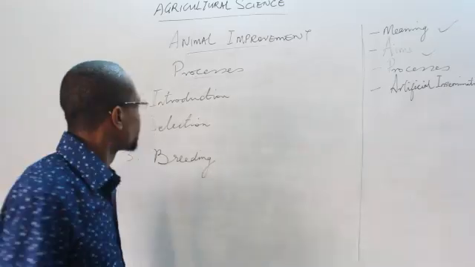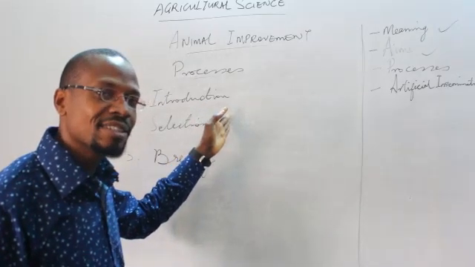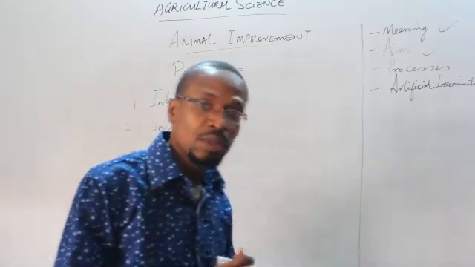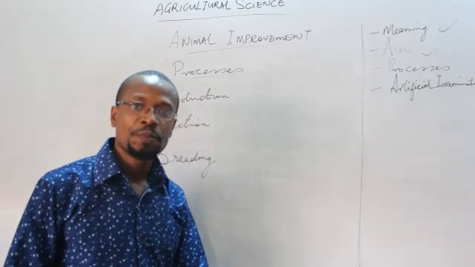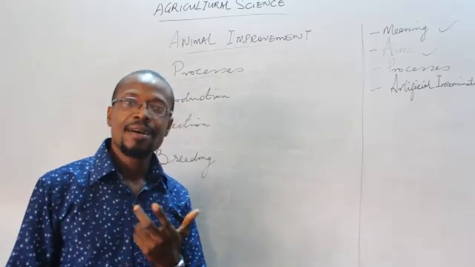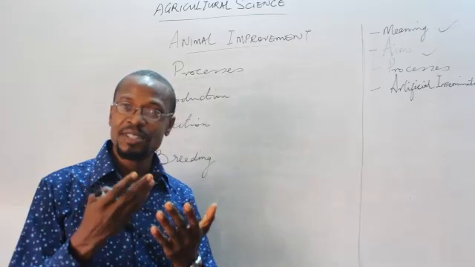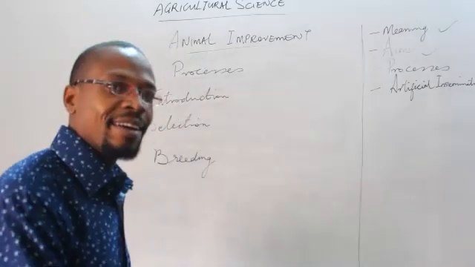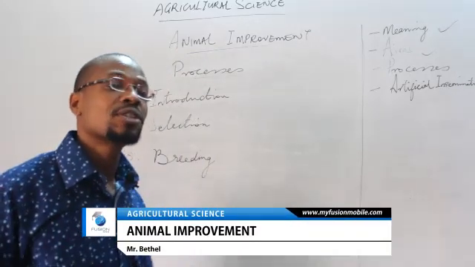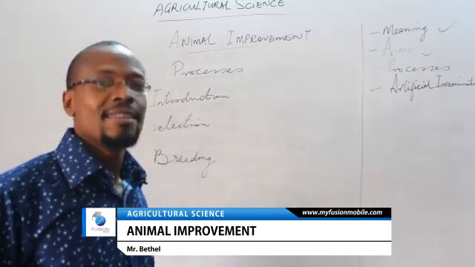Introduction of exotic breeds. What do we mean by exotic breeds? By exotic, we mean foreign. If you go back through your video, you will remember that we talked about getting better seeds. I gave an example about the government wanting to import grasses. That sounds funny, but it does happen. Government can import grasses.